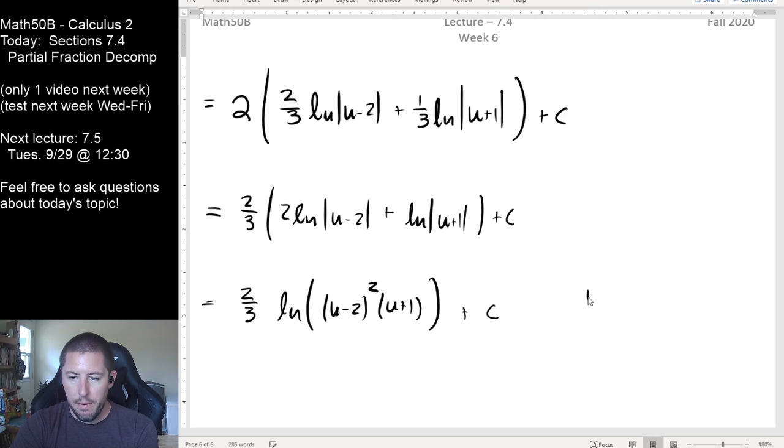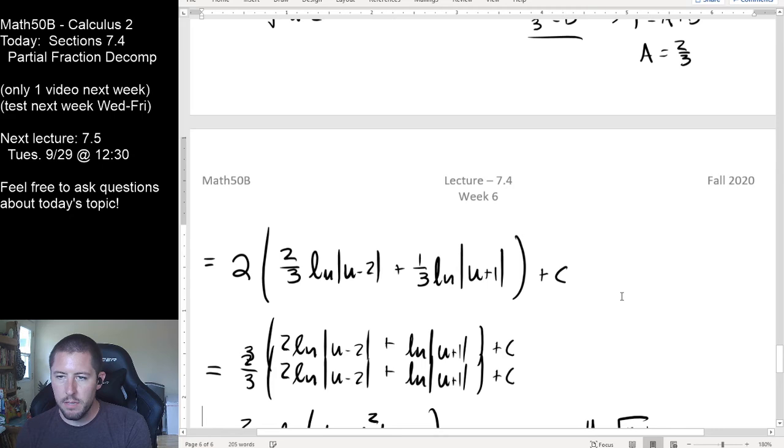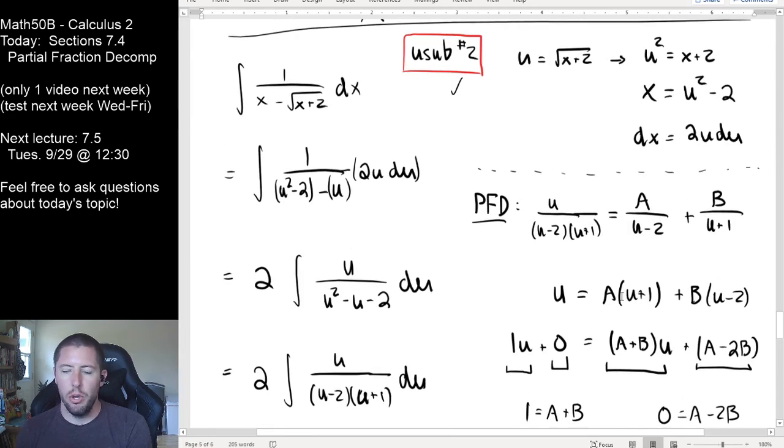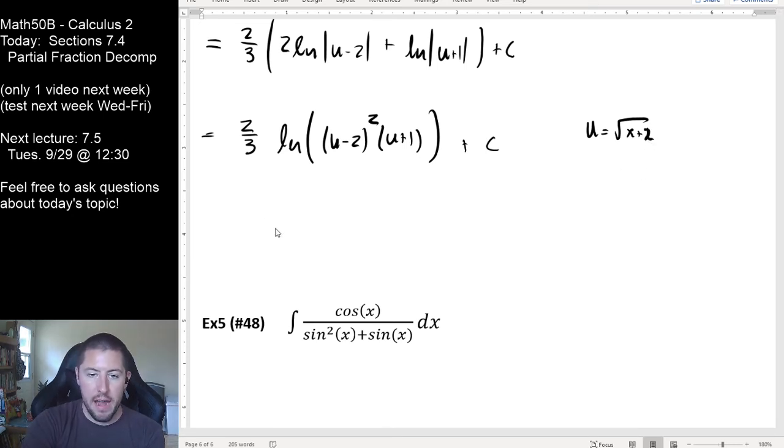And then finally, remember that we originally started this whole thing with, I believe, this substitution. Wasn't it root x plus 1? Root x plus 2 is our substitution. And so I think I'd state my final answer for this probably as, and honestly notice like this 2/3 power could even go on this whole thing right here.